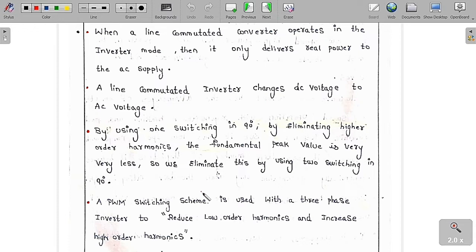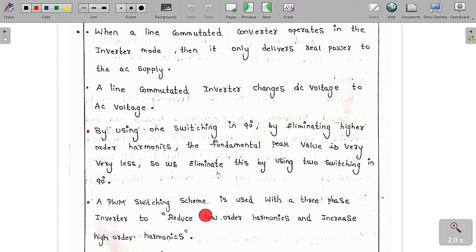So by using one switching in 90 degree, by eliminating higher order harmonics, the fundamental peak value is very less. So we eliminate this by using two switching in 90 degree. Whenever we increase the switching in 90 degree, we simply decrease the peak value of the lower order harmonics and increase the higher order peak values. So by increasing the switching in 90 degree, we are decreasing the peak values of the lower order harmonics and increasing the peak value of the higher order harmonics.